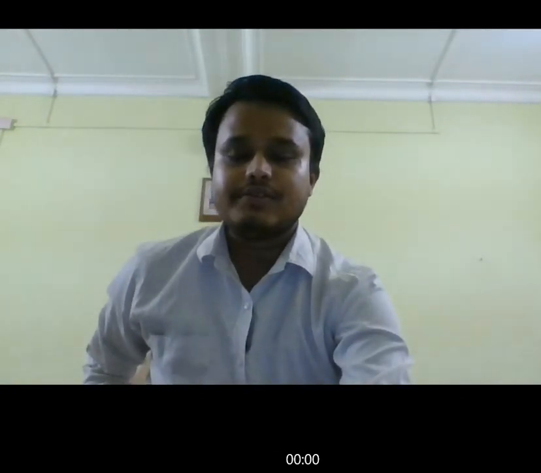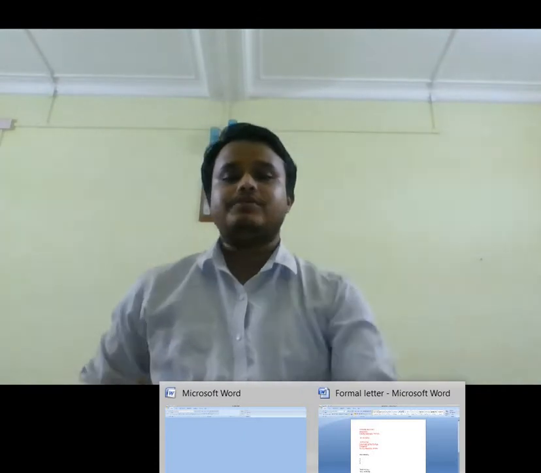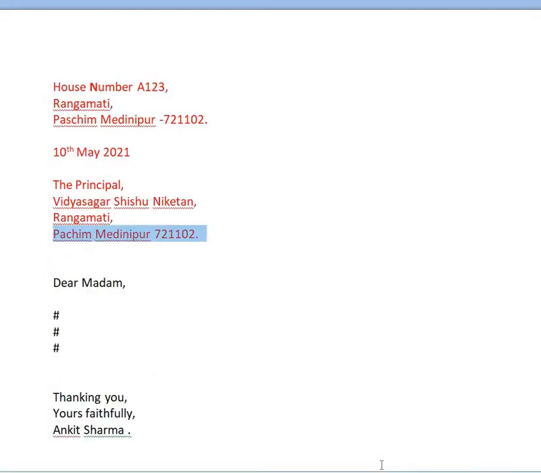It's not that you can randomly write whatever comes to your mind. You can't write the recipient's address in your formal letter this way. The recipient's address in your formal letter has a particular pattern, and you have to follow that only. Then again you are giving one line gap, and after that gap you are writing the salutation.